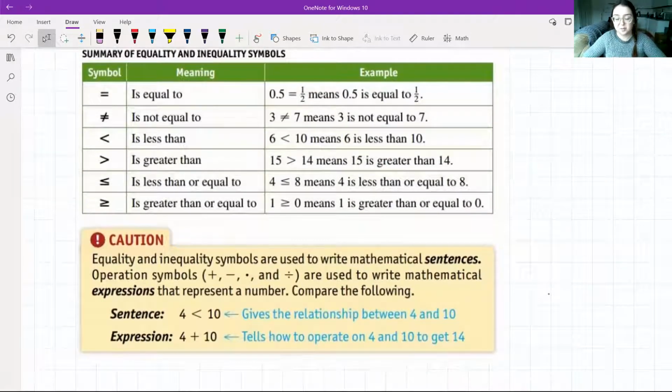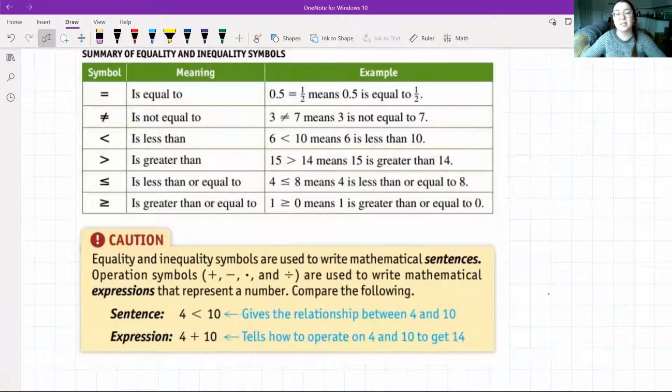Then our last caution here from the book, we have that equality and inequality symbols are used to write mathematical sentences. Operation symbols like plus, minus, multiply, and divide are used to write mathematical expressions that represent a number. So we're going to compare them. We see the sentence is that 4 is less than 10. It's giving us a relationship between 4 and 10. There's nothing we really need to do. We don't need to solve for a value. It is just describing the relationship between two numbers.